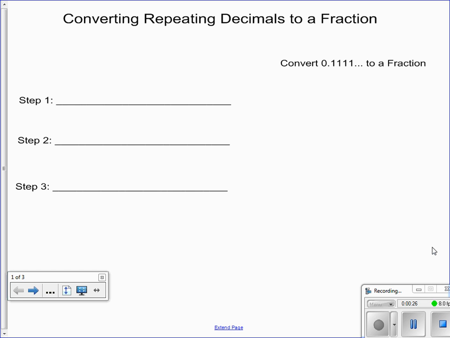We have 3 steps for this. Our first step is going to be to set x equal to our decimal. So this decimal up here, 0.111, I'm going to set x equal to it. I'm going to say, okay, x equals 0.111111, right? I don't need to keep good dots, I know they go on forever.